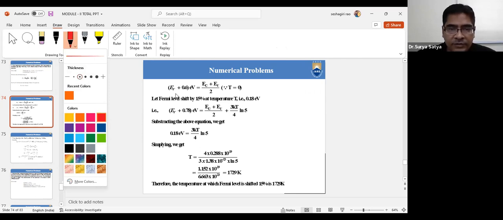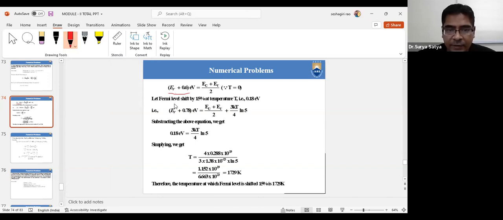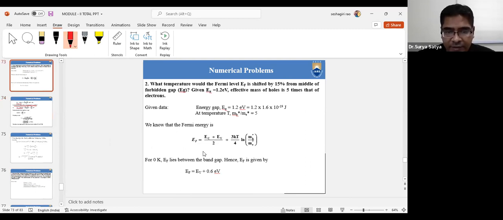So this is EV plus 0.6 electron volt, and here the Fermi level is shifting by 15% at temperature T. Therefore, we are writing it as EV plus 0.78 electron volt. See both the equations, right? Based upon this equation, we are trying to find out. The energy gap is 1.2 electron volt, which is equal to 1.2 into 1.6 into 10 power minus 19.